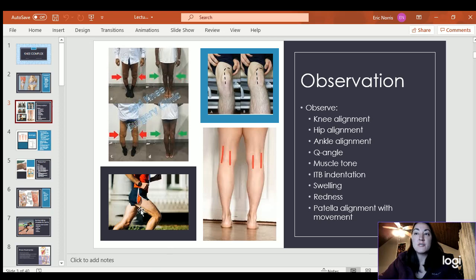The indentation for the IT band tells you that you have some tightness there. So look for that. Any swelling, redness throughout the knee or surrounding the joint is key. And then the patellar alignment and how it moves as the patient moves their knee from flexion to extension and as they contract their quads.